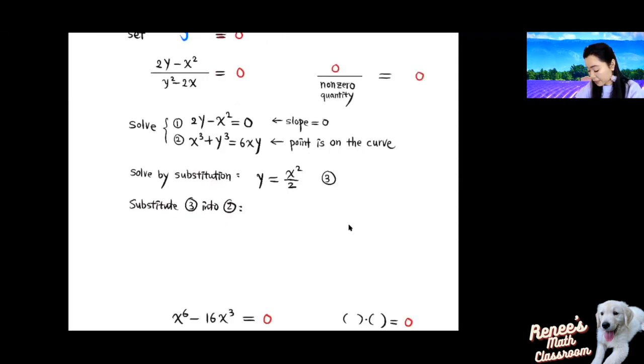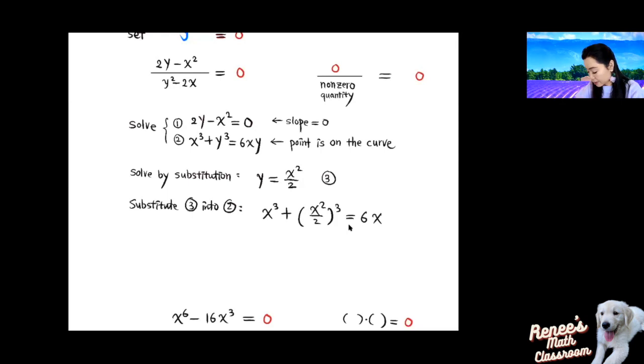Then we're going to get x cubed plus x squared over 2 cubed equal to, now when you simplify this, that will be x cubed plus x to the 6th power over 8 equal to 3x cubed. Over here, you can subtract x cubed on both sides, and you can multiply both sides by 8.